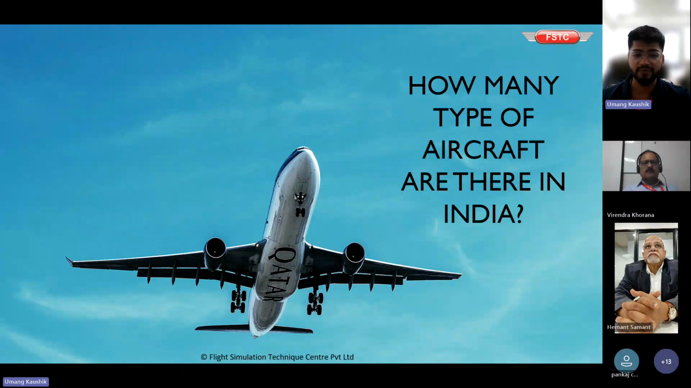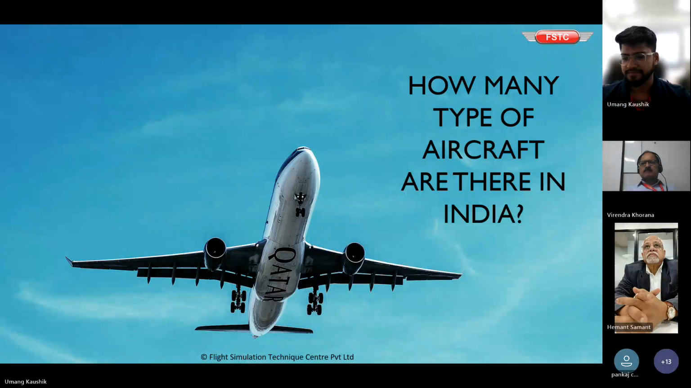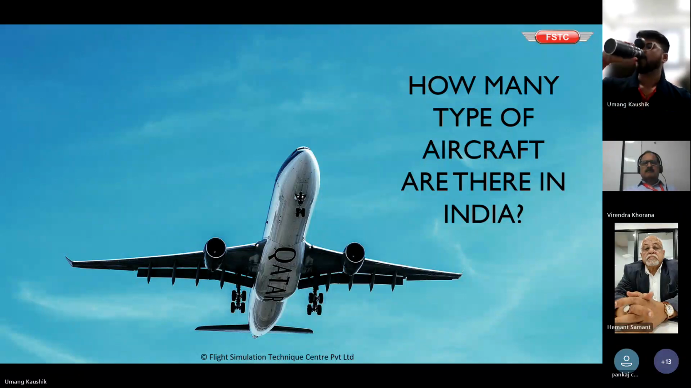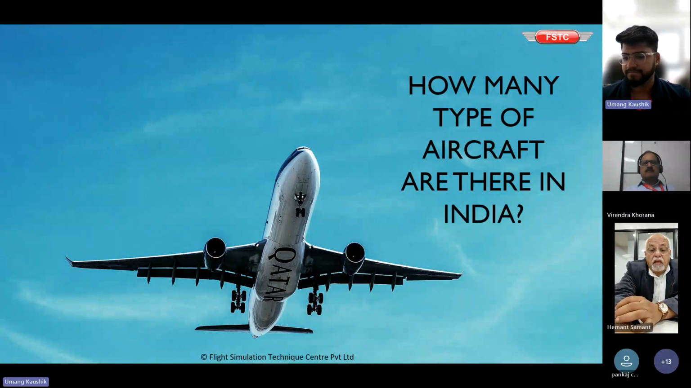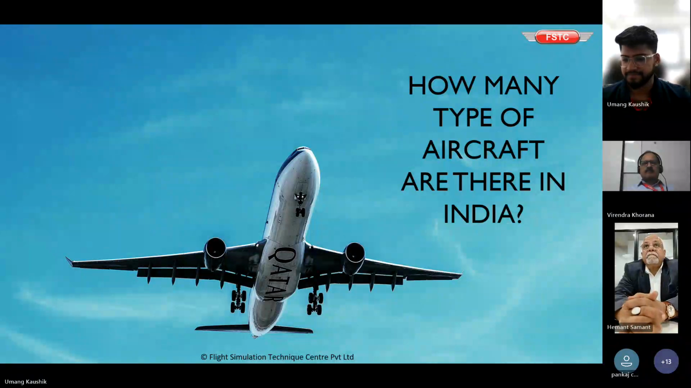So how many types of aircraft are there in India? Can you guys give me a guess or a list? Anything you have in mind? How many types of aircraft are there in India? A320, 737, 350. Six types. Business charters, many more.